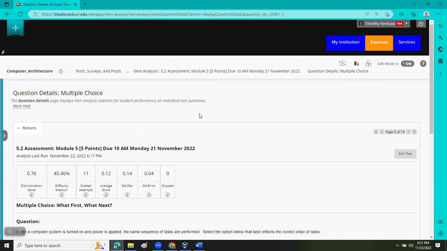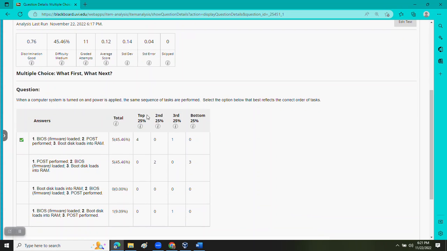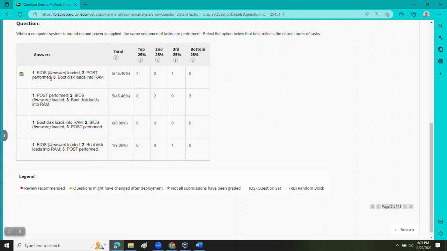The next item that proved a challenge for students is a multiple choice item that reads, when a computer system is turned on and power is applied, the same sequence of tasks are performed. Select the option below that best reflects the correct order of tasks. It is this answer that reads BIOS firmware loaded. That's what happens first. Then the power on self-test executes. So it runs through a series of self-checks on digital components. And the last thing that happens is that the boot disk loads into RAM. So that is the correct answer.